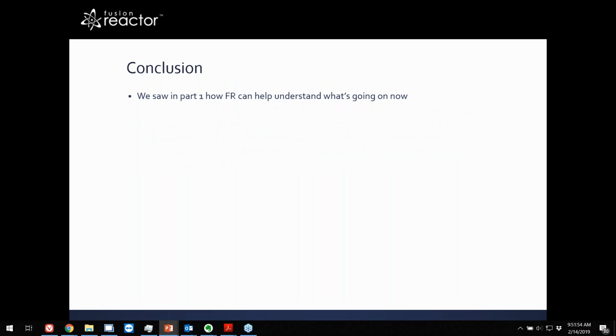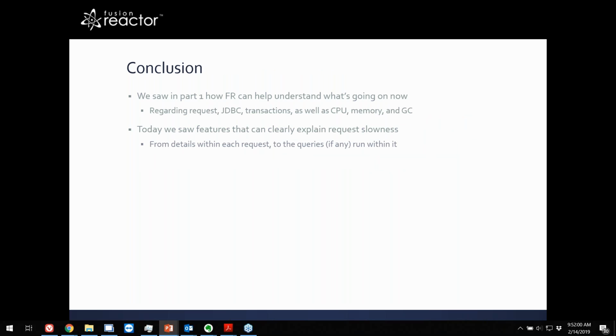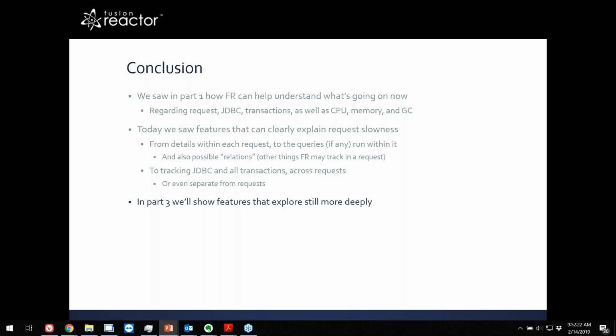So we saw again how we could see what's going on now with regard to all these common problems. We saw today how we can typically understand slowness in requests, whether it's in the request, in the query, if there are any queries running, and then these concepts of relations and other transactions that FusionReactor might track. And then across all requests and across all transactions. So one way or another, you should be able to slice and dice to get to the bottom of your problems. And we'll dig into things more deeply to understand other reasons for slowness in part 3.